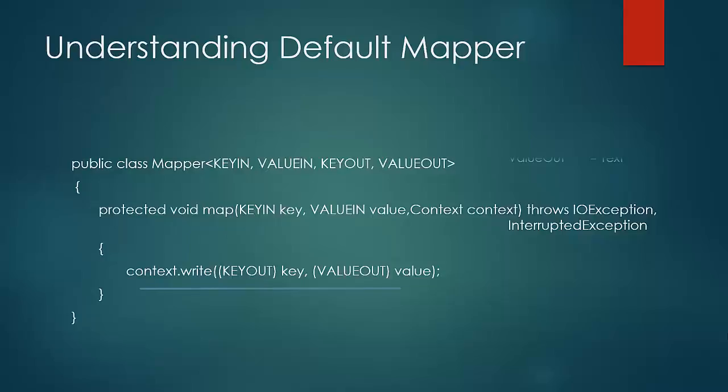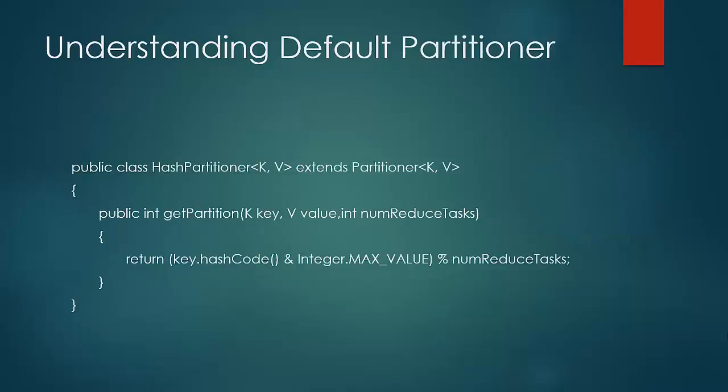The default input key data type is long writable. It is so because it can handle large numbers. The default input value is text, and default output key value data types are the same as the input. After map has produced its output, the partitioner is responsible to divide the result and distribute the values to reducer. By default, there is no combiner class. The default partitioner is hash partitioner, and this is how it looks like.